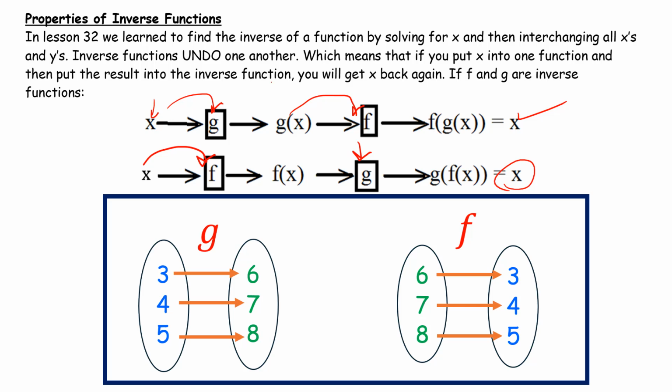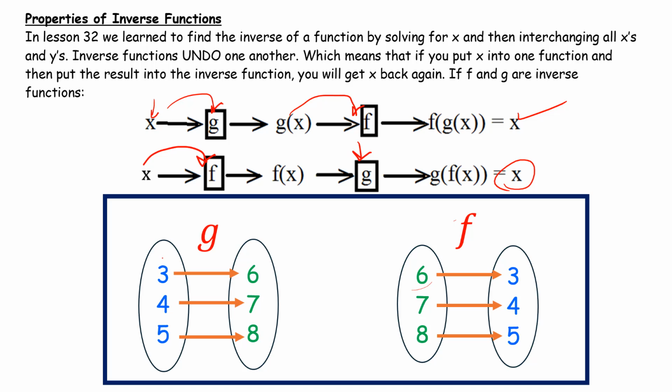Another way to understand this a little bit is if you have a function g that maps these numbers 3, 4, and 5 onto the numbers 6, 7, 8 like this. 3 becomes 6, put 4 in, you get 7, put 5 in, you get 8. If f is the inverse function of g, of course, it switches the domain and range. So now when you put in 6, you get 3 back. When you put in 7 to the f function, you get 4. When you put in 8 to the f function, you get 5. So this is what inverse functions are. G is the inverse of f.